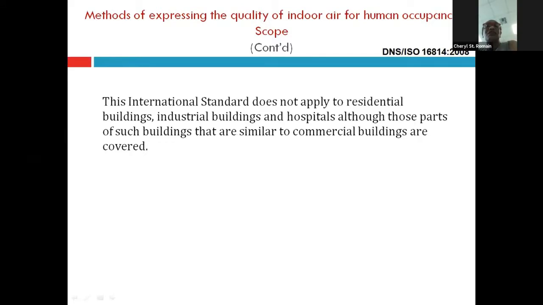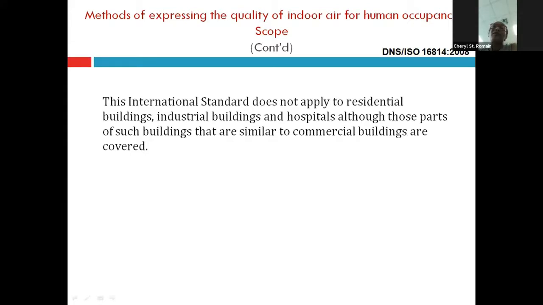Unfortunately, it does not apply to residential buildings, industrial buildings, and hospitals, although those parts of such buildings are similar to commercial buildings to be covered. And I say unfortunately because we receive complaints from all these areas as well, especially in the latter part of last year, we had quite a number of complaints from residences.